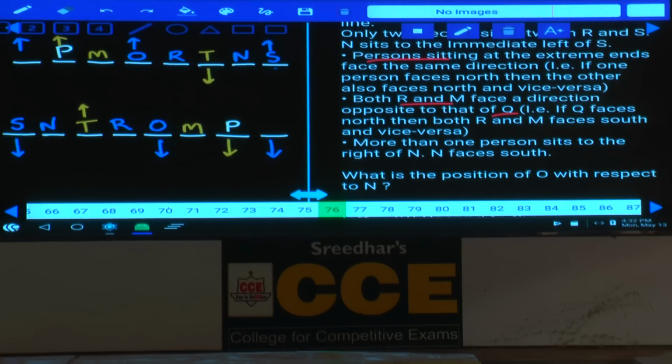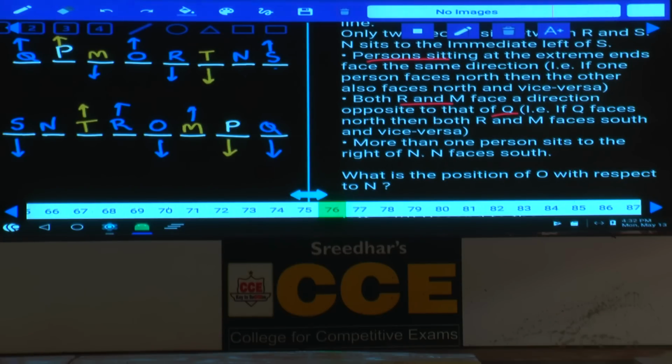And tell me where should this Q be? Q must be here, the person left over. Here also Q is here. Both R and M are opposite to Q. Q is facing towards north, R and M must be towards south. Clear enough? And next, both R and M are opposite to Q. Here in the second case, Q is south, hence R and M must be towards north.